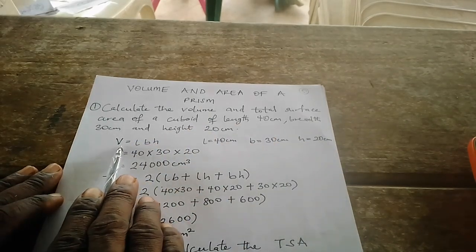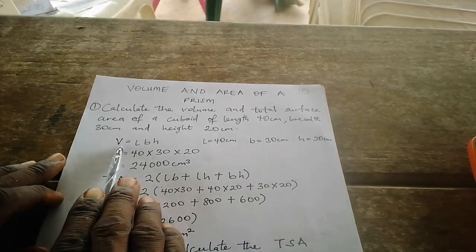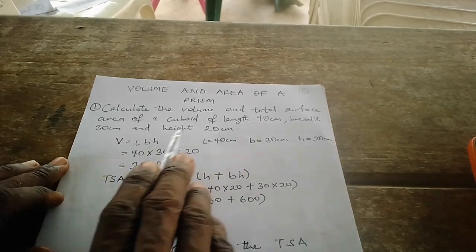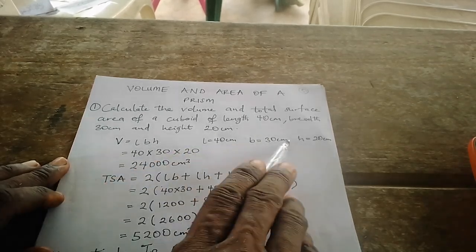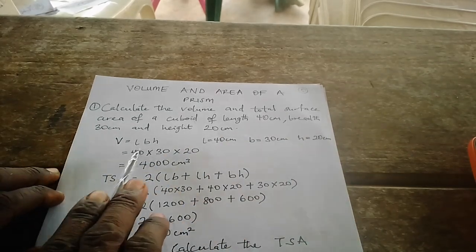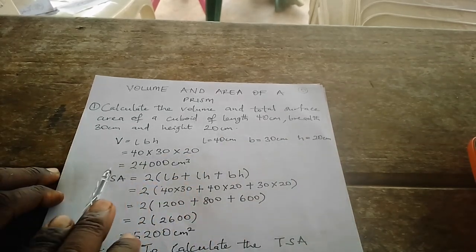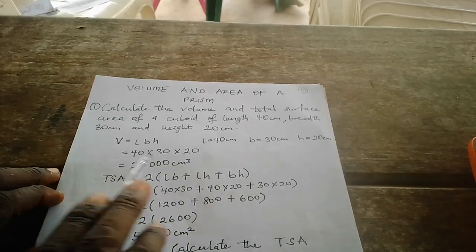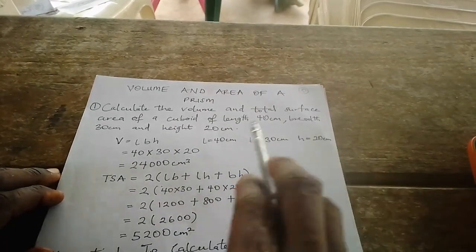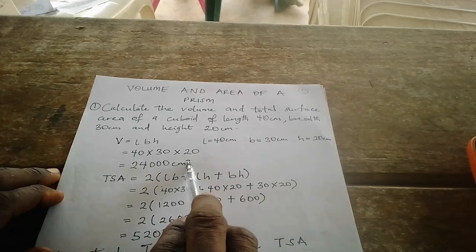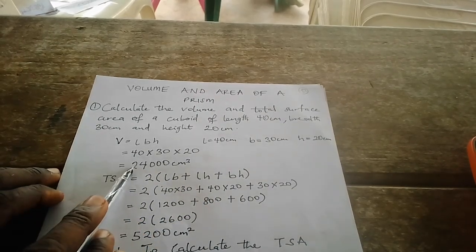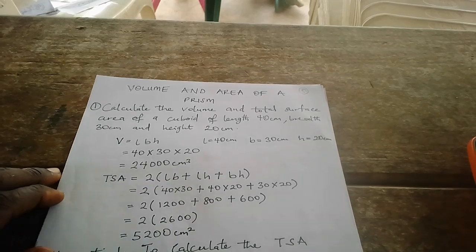So to now look for the volume, it will now be what? You now substitute into the formula. The length is 40 times the breadth is 30 times the height is 20. So 40 times 30 times 20 is what? 24,000 centimeter cube. Since the units are in centimeter, it will be centimeter cube for volume. So that is the volume of the cuboid, 24,000 centimeter cube.